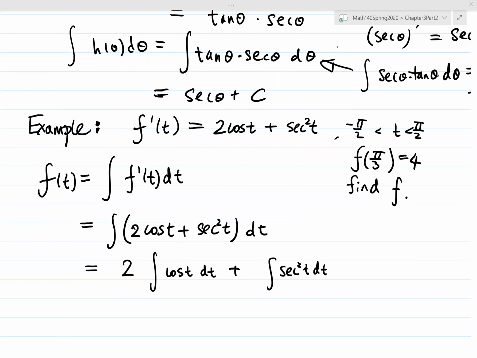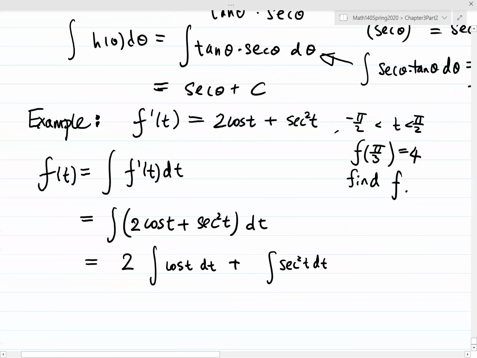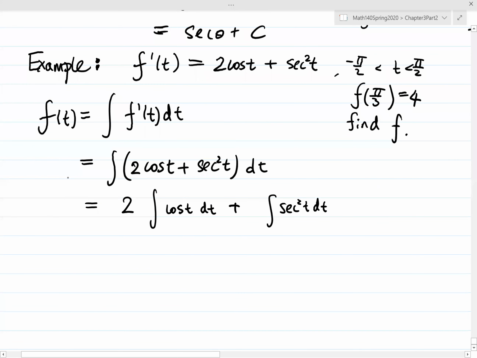Okay, then we use the antiderivative table. What is the cosine antiderivative? Cosine antiderivative is sine, okay? The variable here is t. Secant squared antiderivative, remember? Secant squared antiderivative is tangent. Check the antiderivative table or the derivative table. Once we are done, we add a constant c.